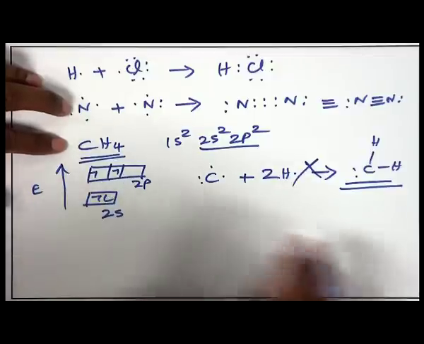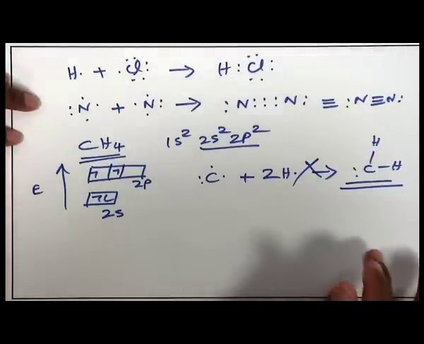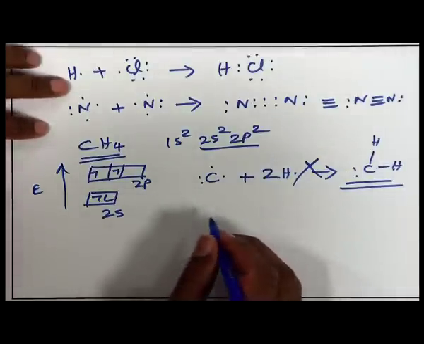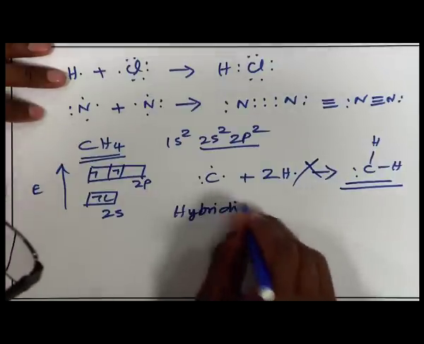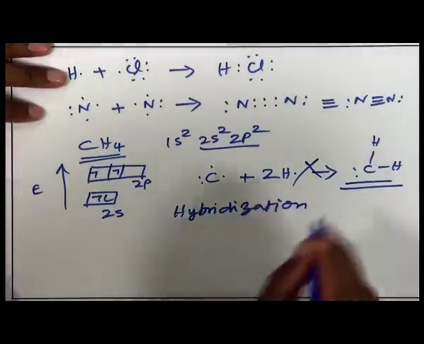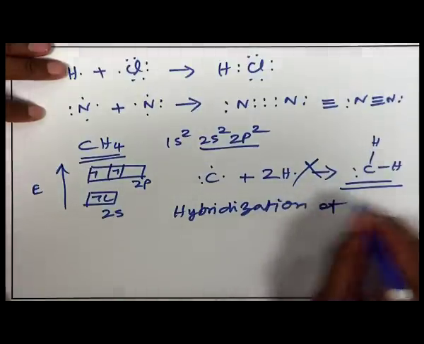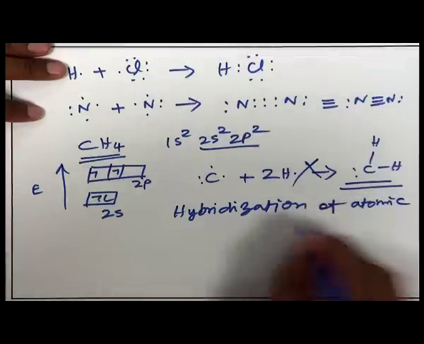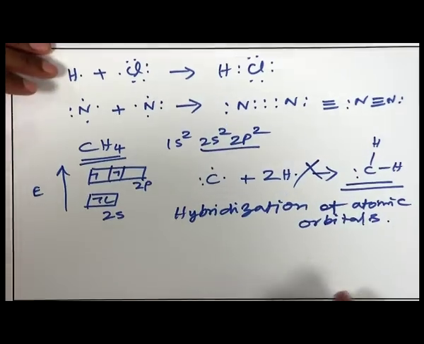How is it possible? You have to introduce another concept. That concept is called the hybridization concept: hybridization, or mixing, of atomic orbitals. So let us see how to do a hybridization.